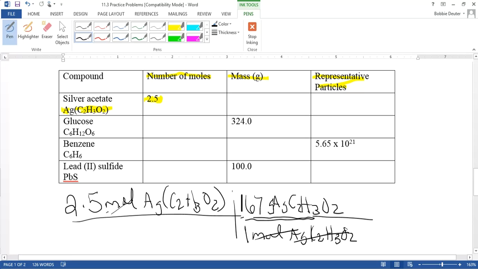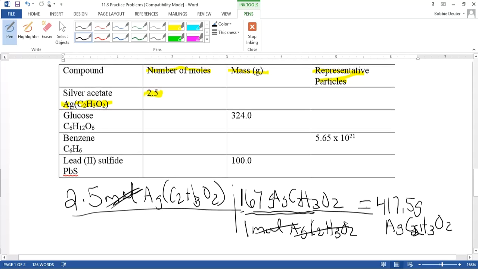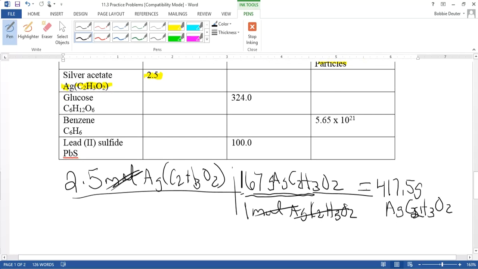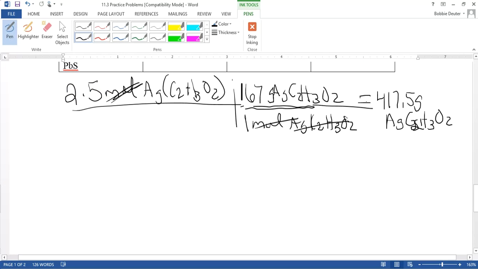We've now canceled out moles. Multiply the top divided by the bottom. You get 417.5 grams of your silver acetate. So that's how we get mass. So let's go to representative particles, because that's something we need to do too. It's easier to go from those when you're already in moles, because we already know that conversion. So you just take your 2.5 moles, because that was our given, of our silver acetate.